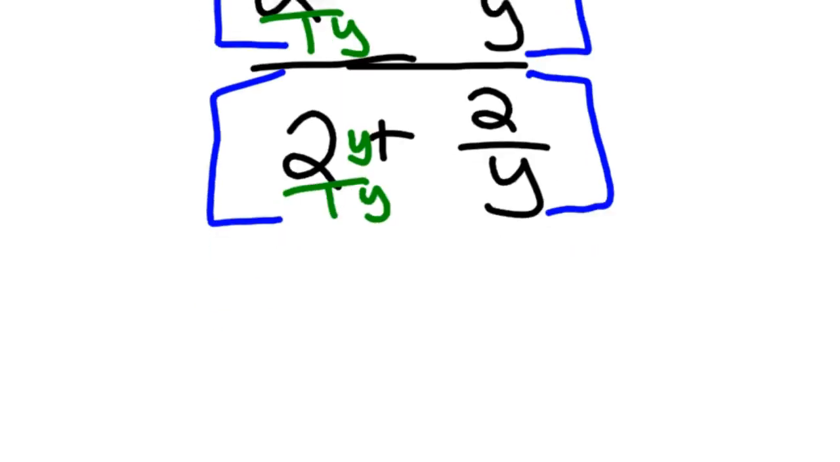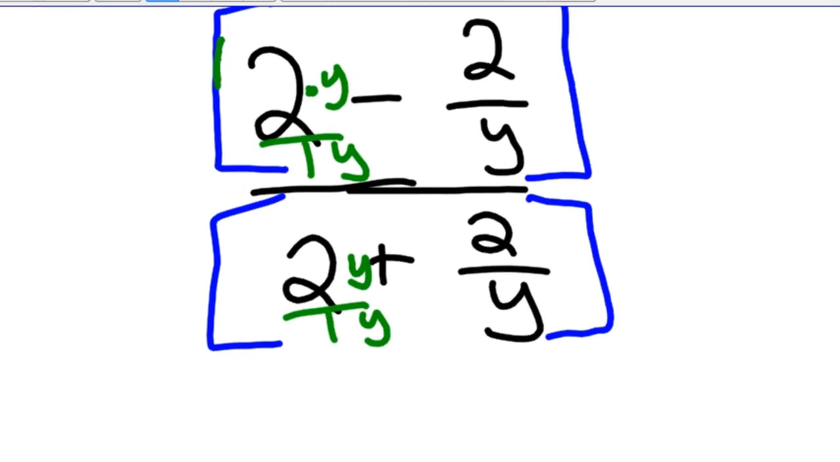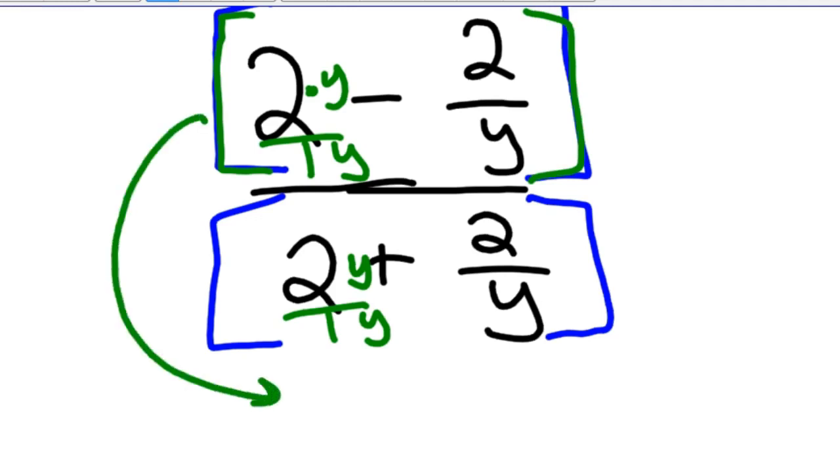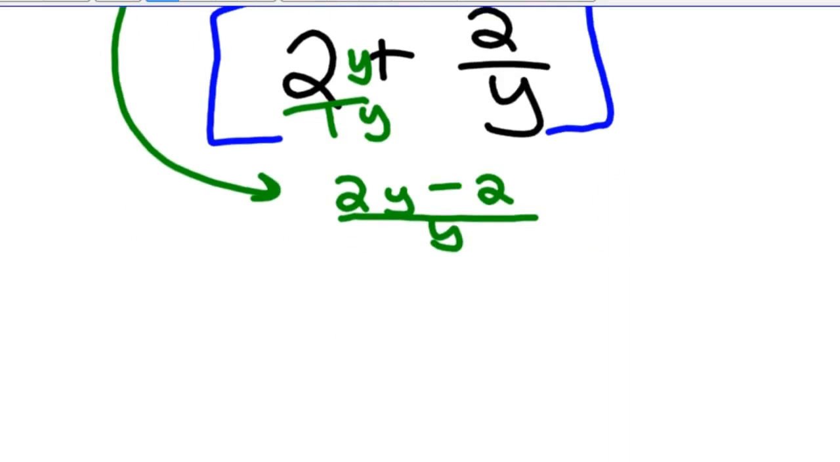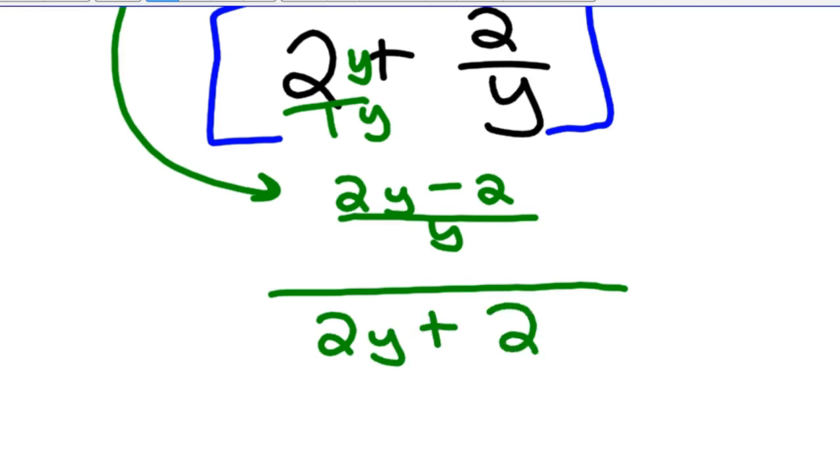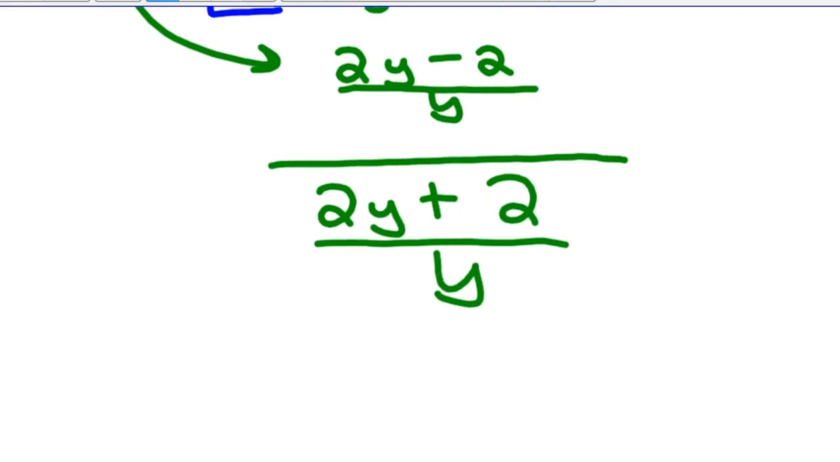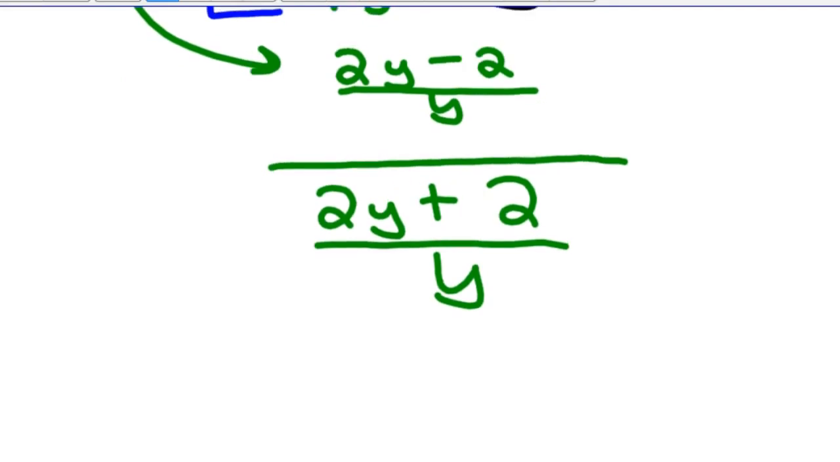And so this top part would then become 2y minus 2 all over y. So that's the top. 2y minus 2 all over y. We've combined it, added it together. Then your bottom is 2y plus 2 all over y. All right. So now we've got our fractions combined on top and our fractions combined on the bottom.